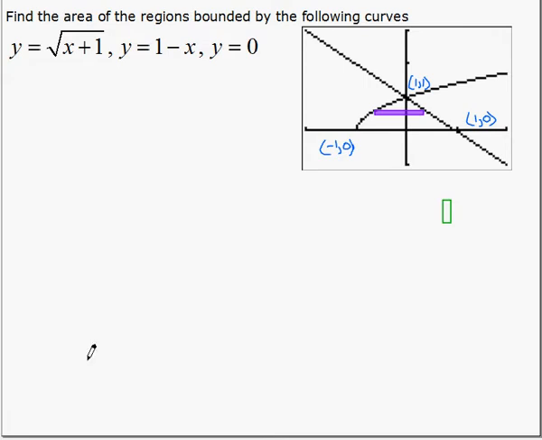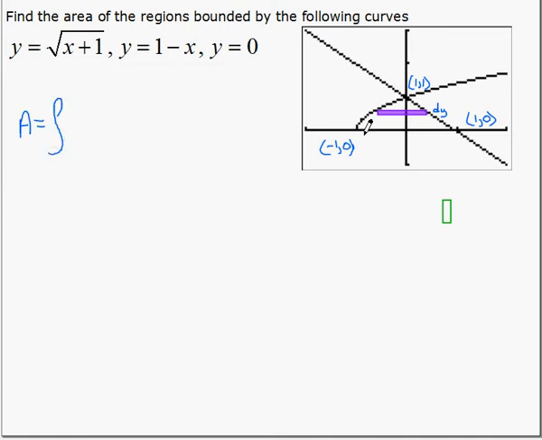We can take that rectangle and move it up. The bottom is on the line 1 minus x. The top is on the curve root x plus 1. And that remains true from the bottom up to the top. So the whole way through the region, the top and bottom remain consistent. That means a single integral with respect to dy can represent the area. So the area then is going to be the integral.